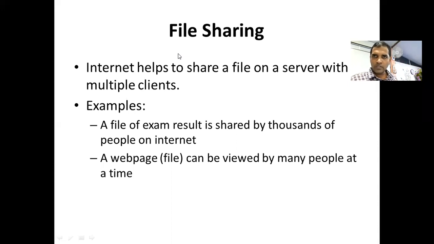But if it is a file sharing, there is a file on a place, single file, right? There is a single file on a place, but that single file can be used by multiple users, maybe hundreds, maybe even thousands at a time. It is because of internet. I repeat it, there is a file located on a server. That single file can be shared or can be used by thousands of users at a time. How is it possible? It is because of internet.